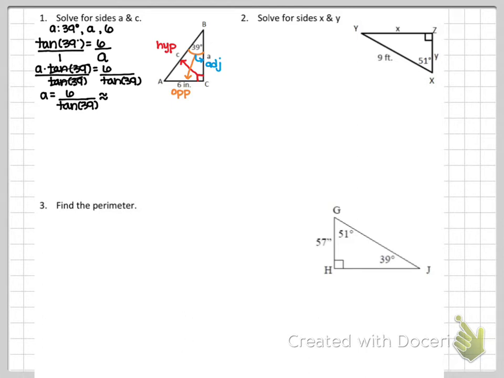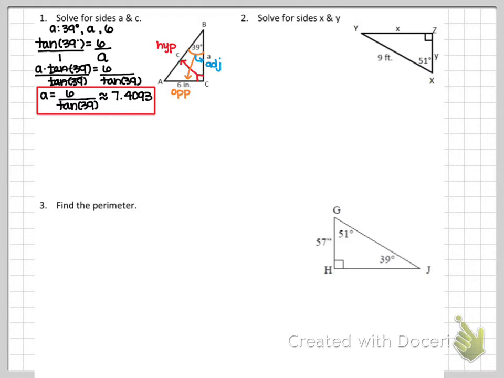And we end up with 7.4093. Do a quick look on that. Make sure that that is an acceptable value for A, which it is. We know that the other angle inside the triangle is going to be 51 degrees using triangle sum. And the 51 is opposite A, so A should be bigger than the 6, which is opposite 39. Okay, so there's A. Now we need to be able to solve for C.